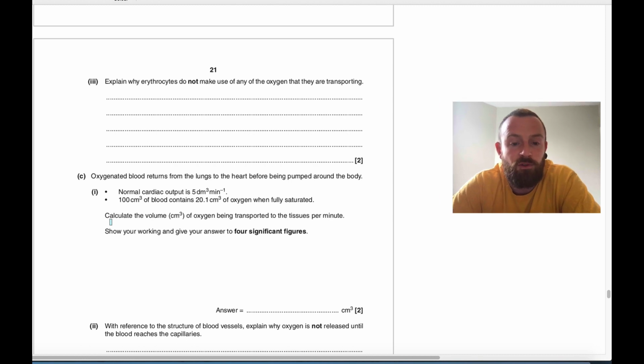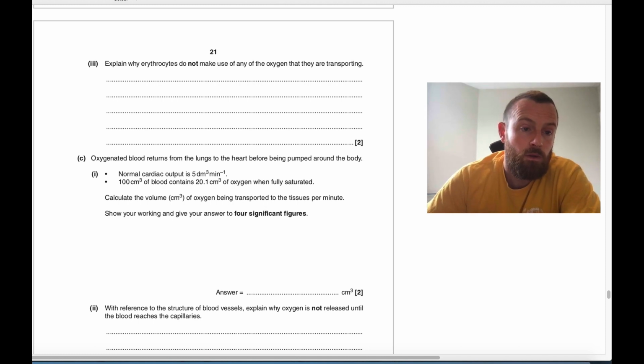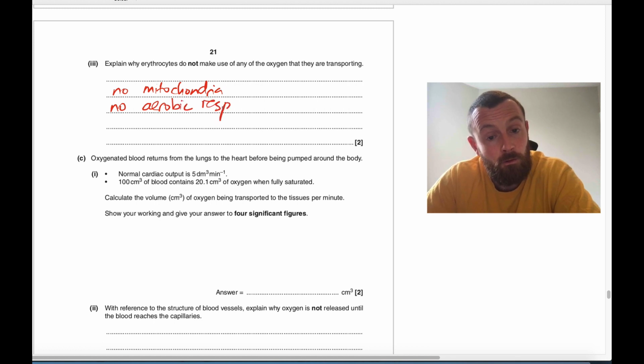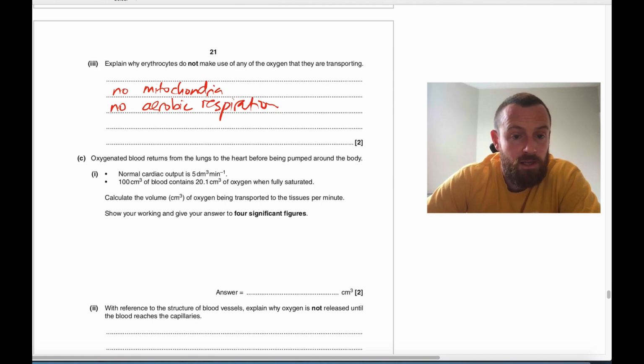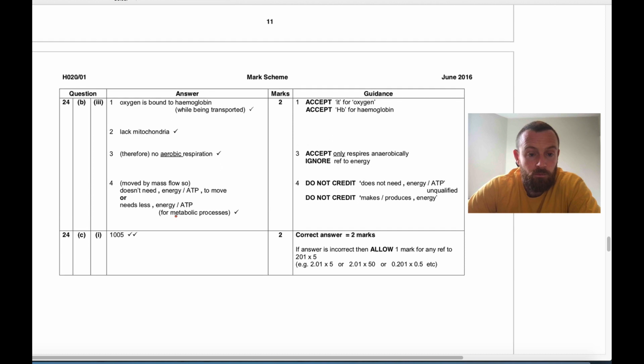Explain why erythrocytes do not make use of any of the oxygen that they are transporting. Well, this is because they have no mitochondria, therefore no aerobic respiration. Like we discussed earlier. Mark scheme, check. Yeah, lack mitochondria, therefore no aerobic respiration.